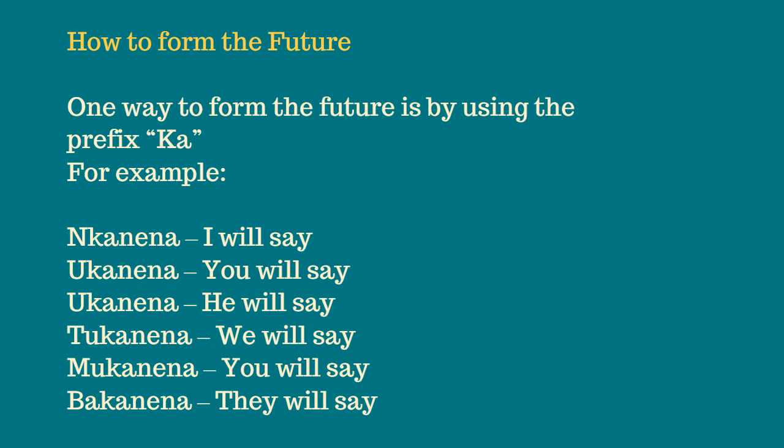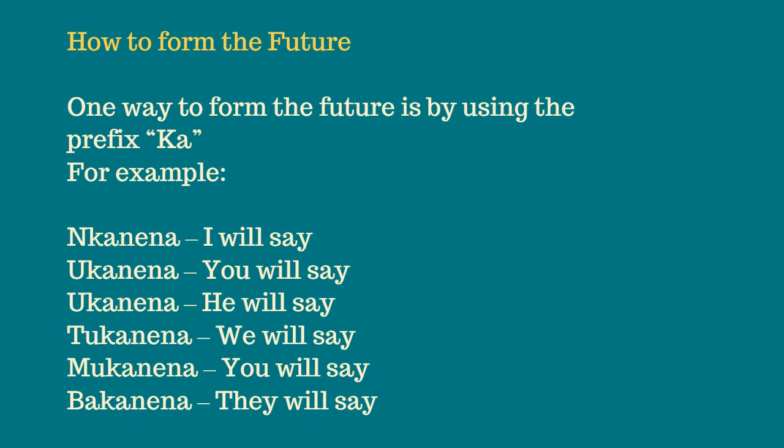For example, in the verb Nkanena, which means I will say, Ukanena you will say, Ukanena he will say, Tukanena we will say, Mukanena you will say, Bakanena they will say.